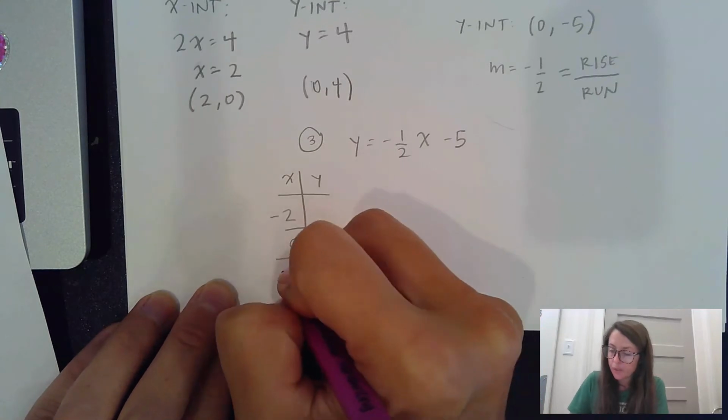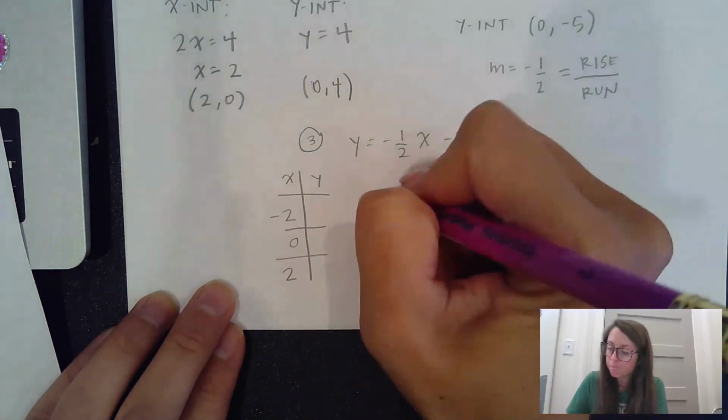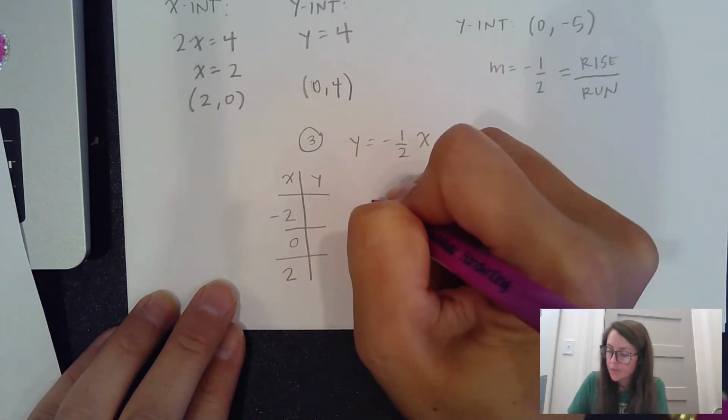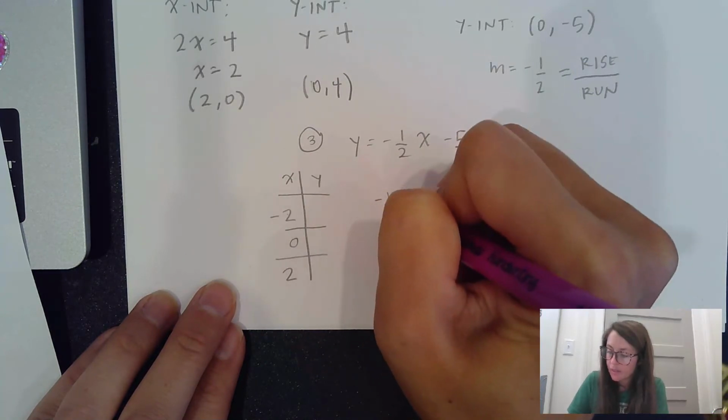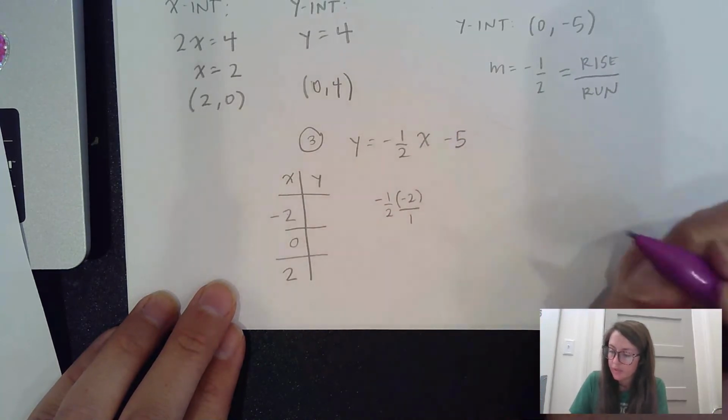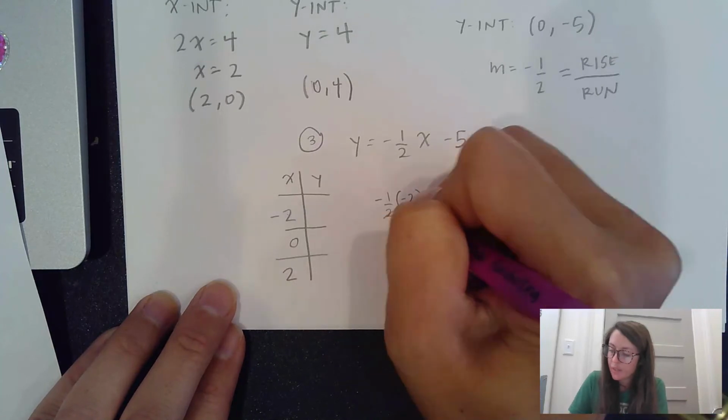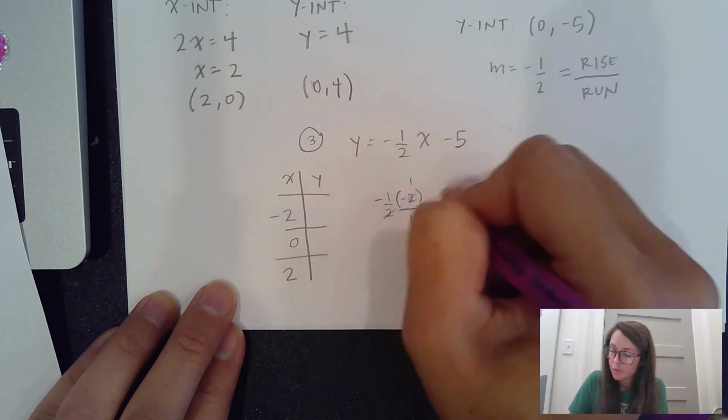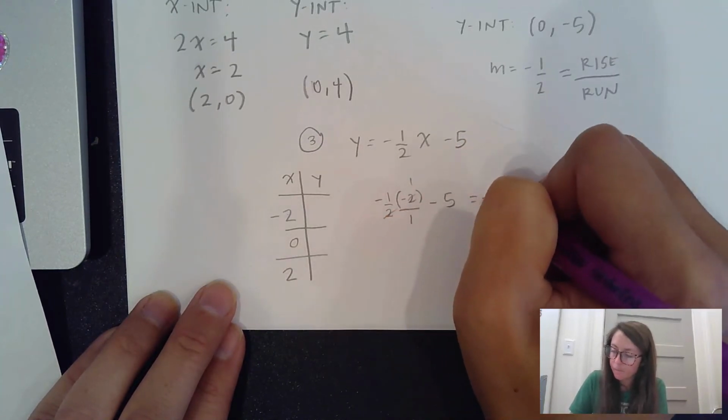So then I'm going to plug in a +2 as well. So if I plug in a -2, I'm going to have -1/2 times -2, that's 2/1, minus 5. So this becomes a +1, so 1 minus 5 is -4.